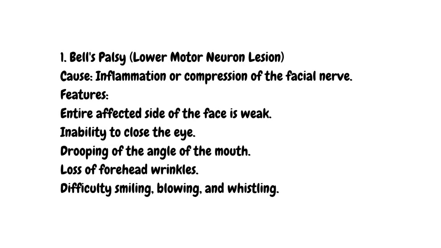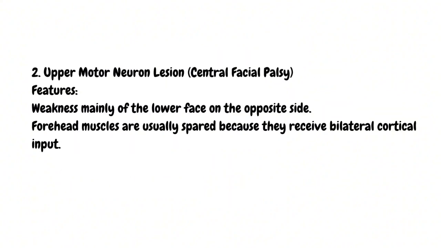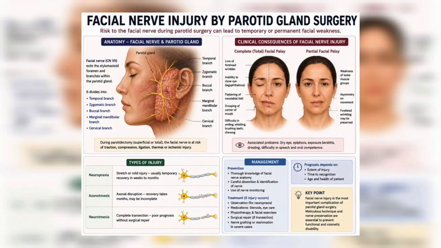The second one is your upper motor neuron lesion, and obviously we discussed these both earlier. It is also called central facial palsy, and its features are weakness mainly of the lower face on the opposite side, and forehead muscles are usually spared because they receive bilateral cortical input. This is the reason it is spared.